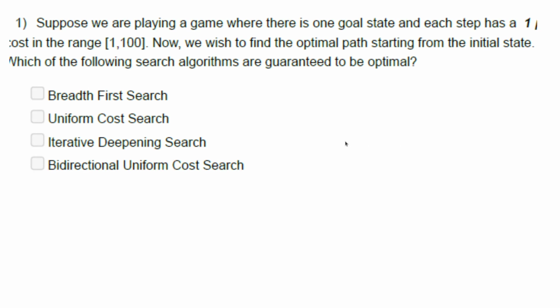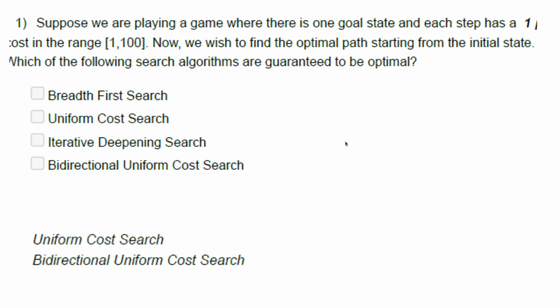Now coming to the next question. Suppose we are playing a game where there is one goal state and each step has a cost in the range of 1 to 100. We need to find the optimal path starting from the initial state. Which of the search algorithms are guaranteed to be optimal? We have to say whether it's BFS, UCS, iterative deepening search, or bidirectional uniform cost search. Here cost is involved, and in the other algorithms cost is not considered other than uniform cost. So the answer is both uniform cost search and bidirectional uniform cost search. This is how it works.